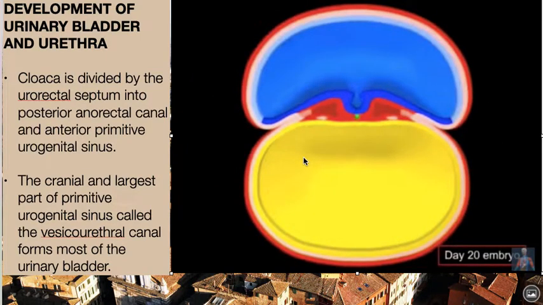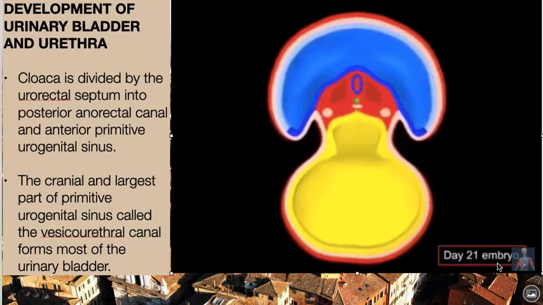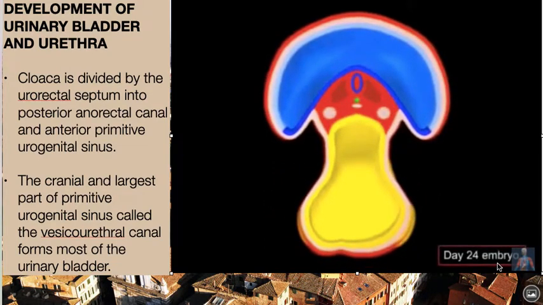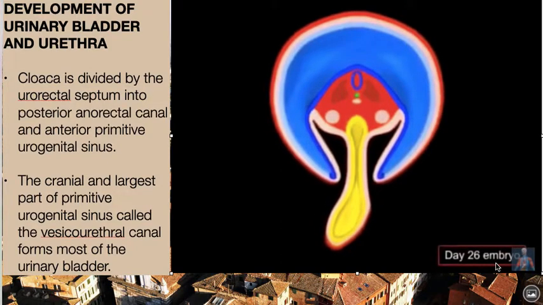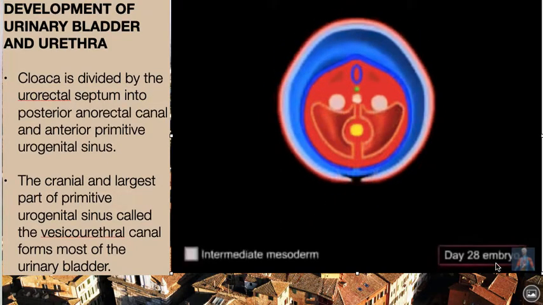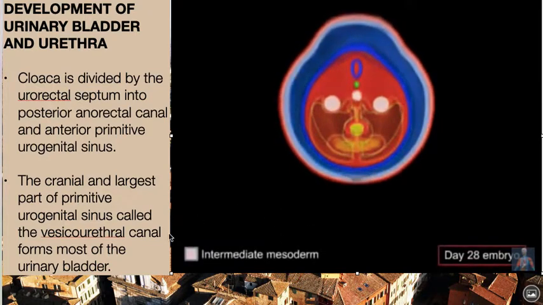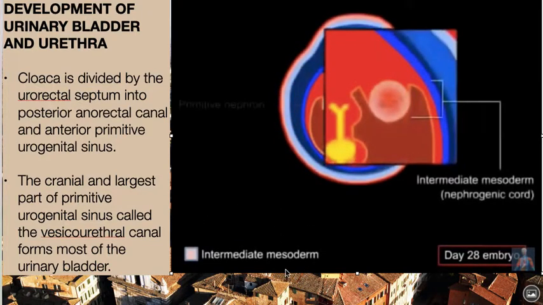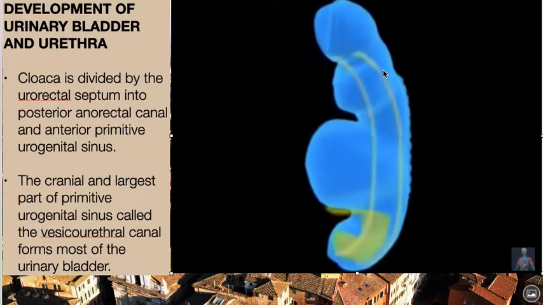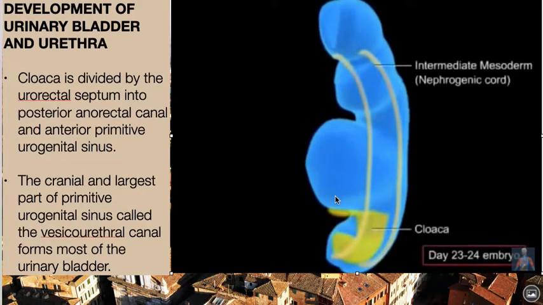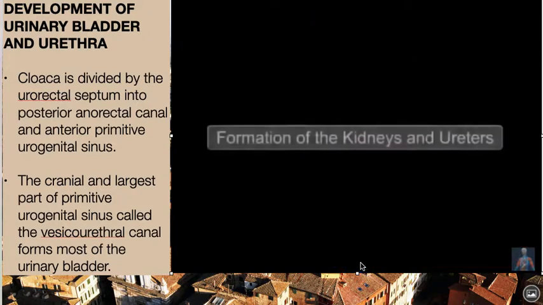As you can see, this is day 21, and you can see a 3D picture of how the embryo is developing. Like I mentioned, it is derived from intermediate mesoderm over here. Okay, nephrogenic cord. So this is the longitudinal section. You can see this is the cloaca. This is the intermediate mesoderm or the nephrogenic cord over here.